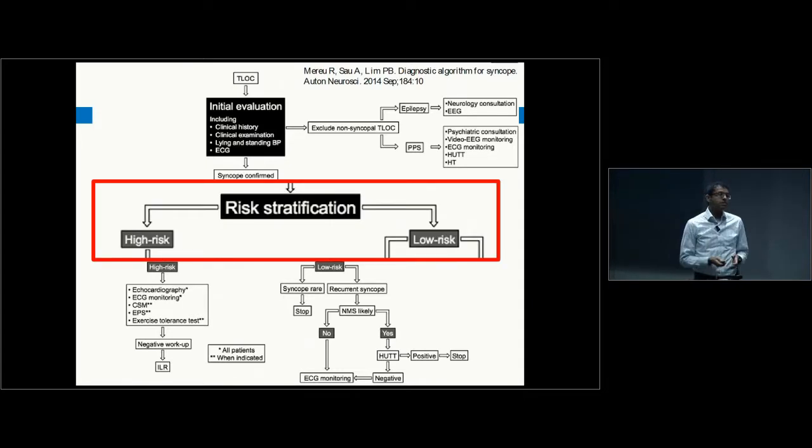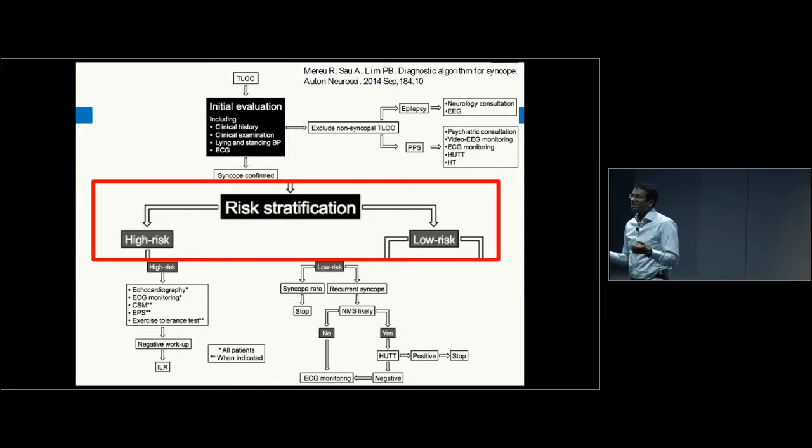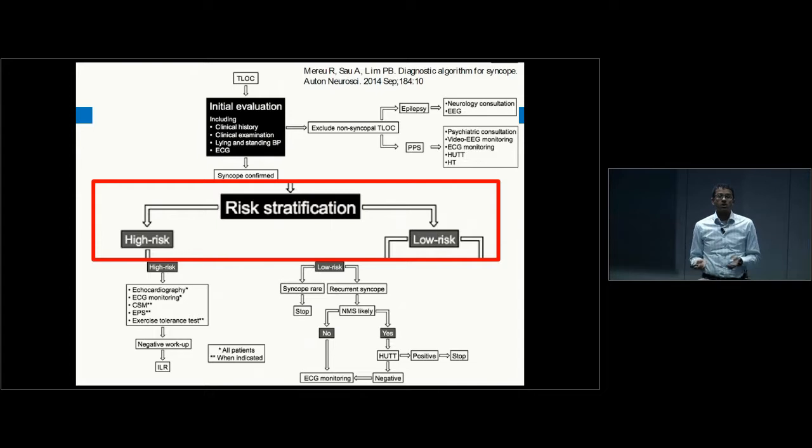Then it comes to this key dichotomy of working out whether your patient with syncope is at low risk of cardiac syncope and potentially sudden death, or whether your patient is a high-risk patient. Rather than creating grey zones and so on, I think it is better to follow this algorithm and think in a fairly dichotomous way.